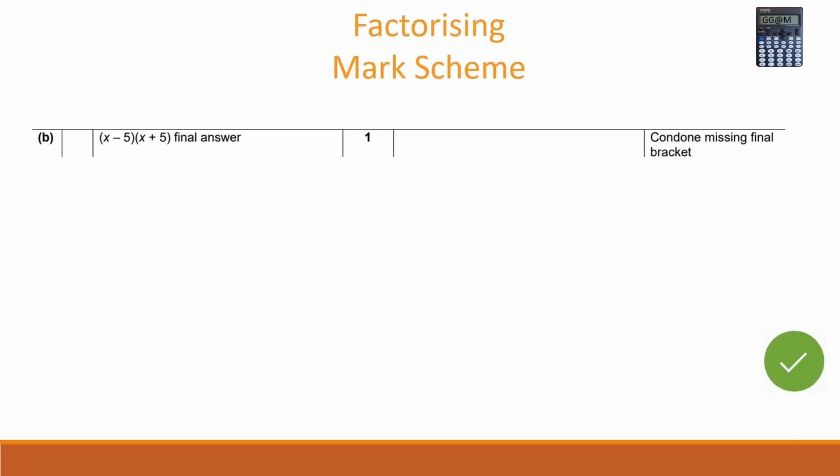Here is the mark scheme. It shows there is 1 mark for the final answer, and there's the word condone. So if you missed out the final bracket at the end of the expression, so this bracket here on the end, this word here, condone, means allow. So if this bracket was missing, you were still allowed to get the 1 mark for this question.